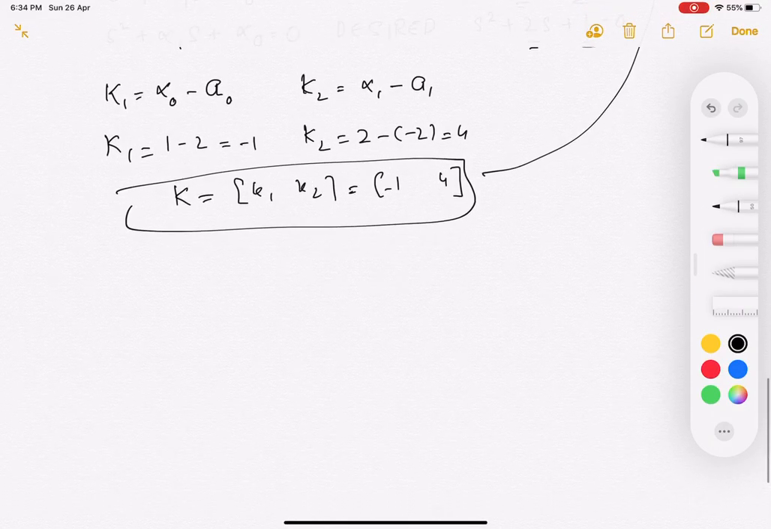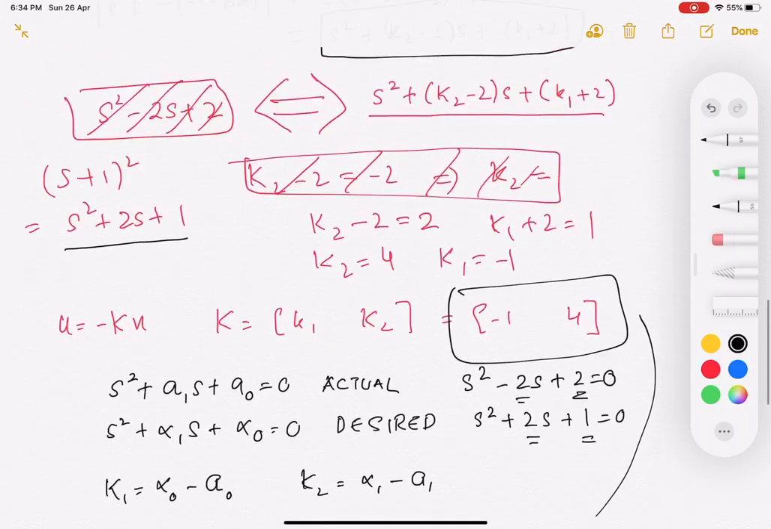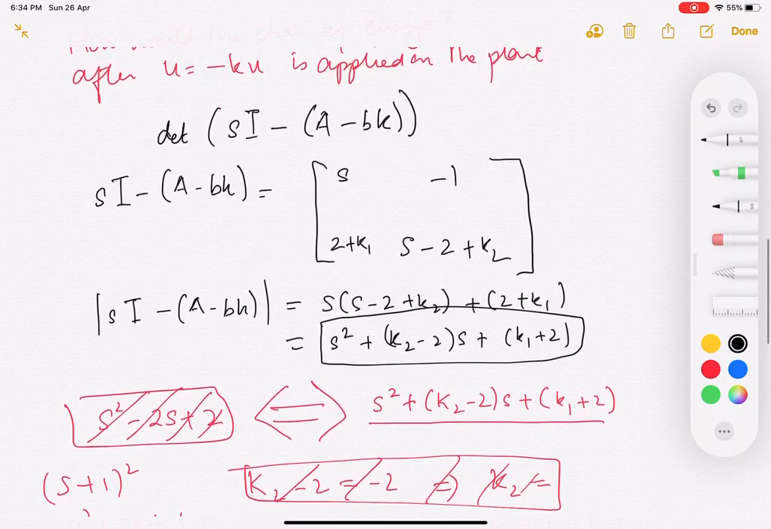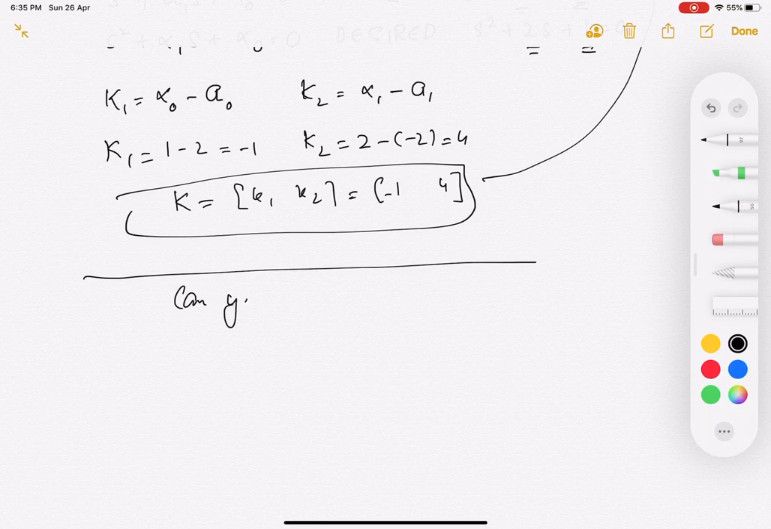What I basically wanted to tell you in this is that comparing the characteristic equation is another way to solve the same problem. Now in the second part of this lecture, we'll see how and when you can do this. Can you do this for all systems? Can you do arbitrary pole placement always, right?